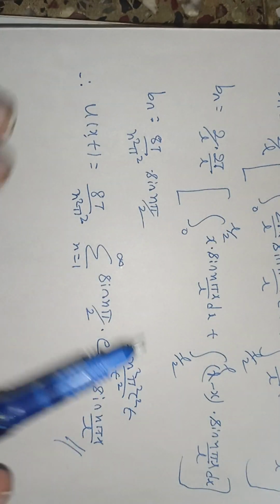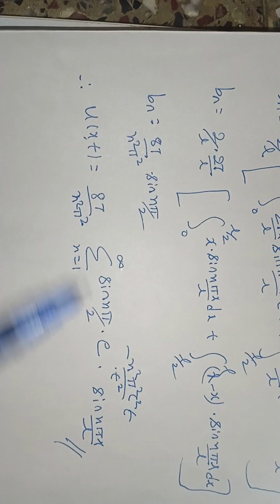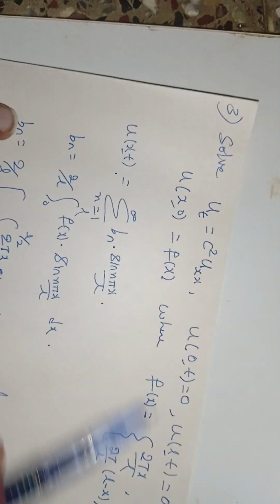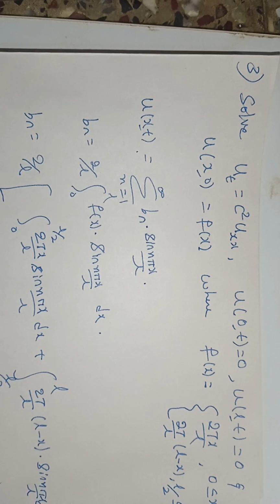So for any problem in wave or heat, the first conditions will be the same and you will derive u(x, t), and at last you use the last condition to obtain the solution for the problem.